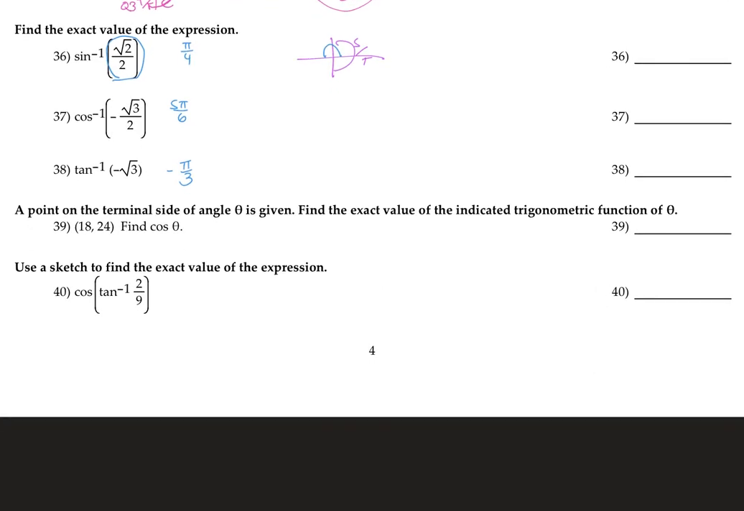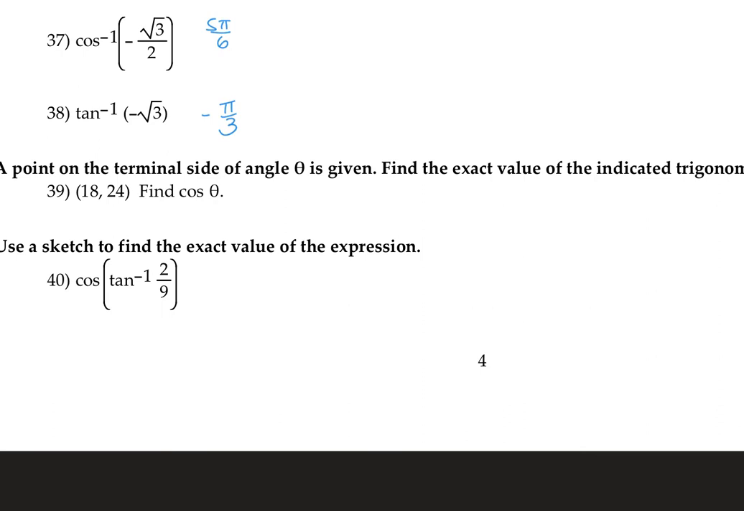39 says to find the point that's on the terminal side. So 18, positive 24 means I went to the right and up. So I need to find the hypotenuse. 18 squared is 324. 24 squared is 576. Add those together and you get 900. Square root of 900 is 30. So that's your missing side. Cosine is adjacent over hypotenuse, 18 over 30, which reduces to 9 over 15. And again, 3 over 5.